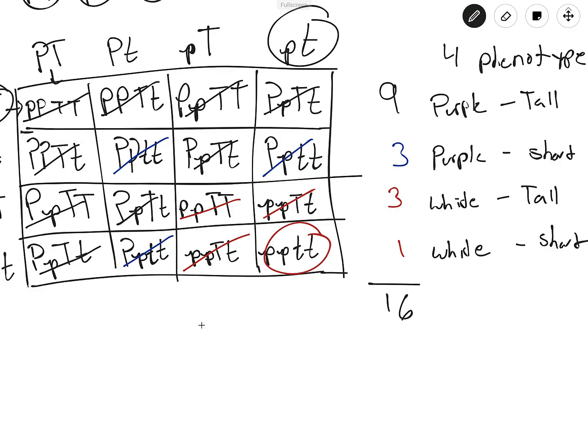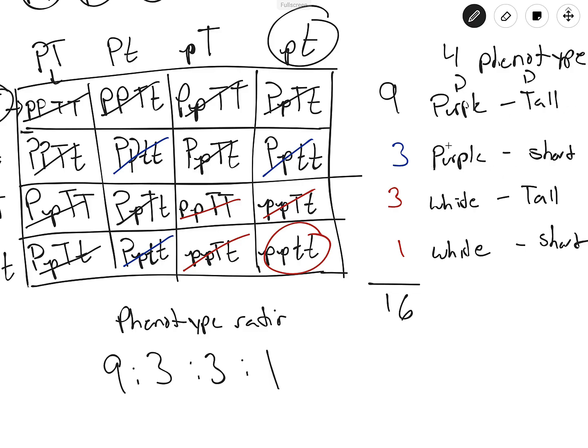So the typical phenotype ratio is 9 to 3 to 3 to 1. So every time you see a Mendelian dihybrid cross, you should expect 9 that are both dominant. These are dominant. 3 that are dominant and recessive. 3 that are recessive and dominant. And then 1 that is both recessives.